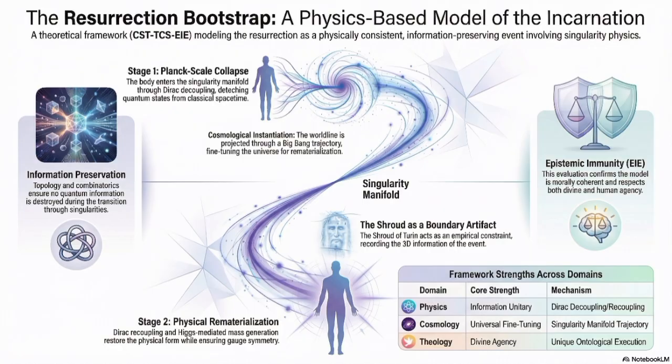First, the model is internally coherent. It balances its own math. Second, it avoids what the text calls unnecessary multiplicity. Meaning it doesn't rely on parallel universes or infinite multiverses to solve the information paradox. It uses the universe we actually live in. Yes. And crucially, it passes the EIE test, that epistemic immunity engineering we mentioned earlier. The text argues that the physical steps of this bootstrap are entirely non-coercive. It preserves moral alignment and human agency.